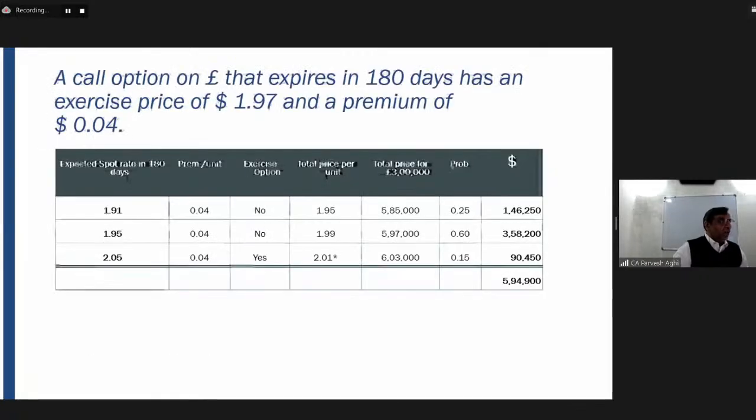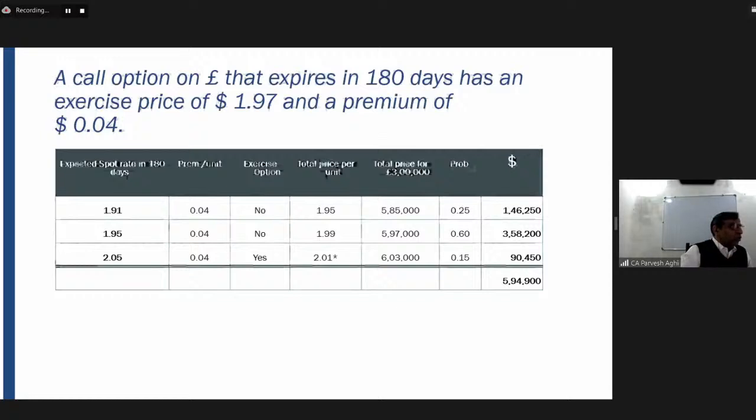Then the tricky part was the call option. Why a call option? A call option is the right thing because you are an exporter, so you will always take a call option. You took a call option that expires in 180 days, which has an exercise price of 1.97, at a premium of 4 paisa. So you will exercise only if the pound goes past 1.97. Before that, you're not going to use it, it will be out of the money.